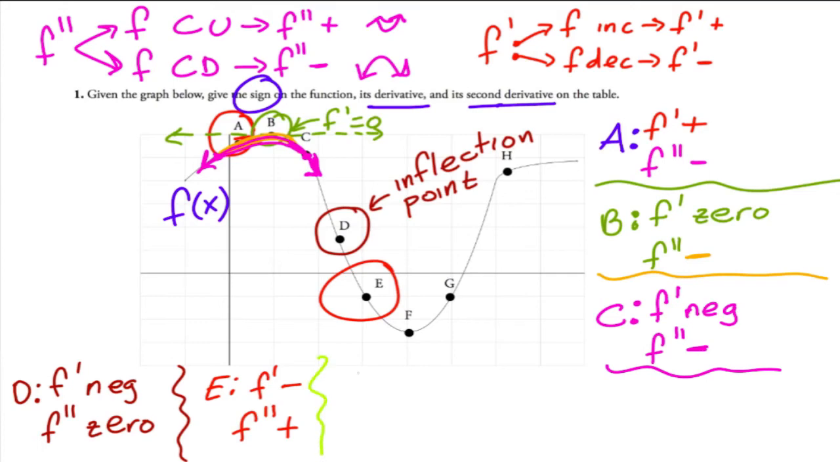And so now for F, again, just like on point B, F is another flat spot. Tangent line is slope 0, so the first derivative is going to be 0. And the second derivative is going to be positive because it's concave up.